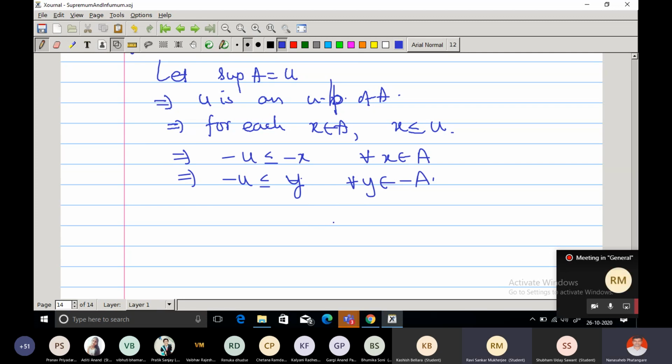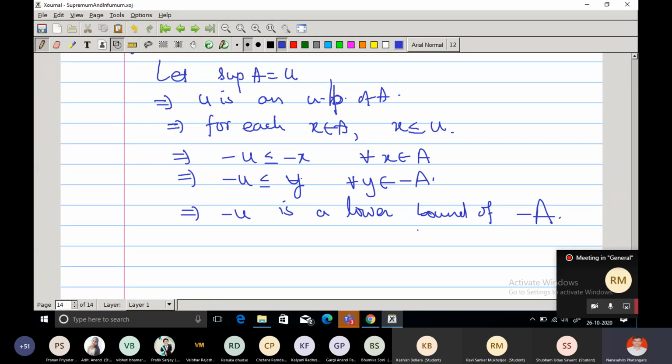Can I say this? Yes, sir. If you take the negative of each element in A, the negative of each element is greater than or equal to minus U. That means every element of minus A is greater than or equal to minus U. Therefore, minus U is a lower bound of minus A.